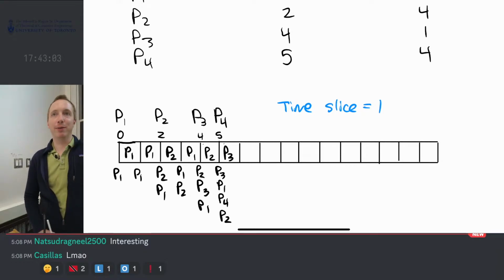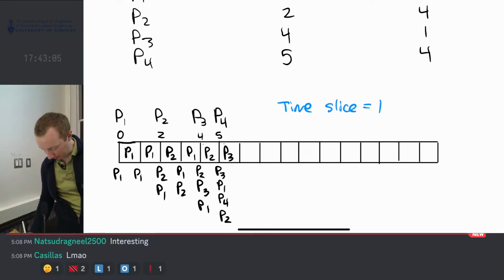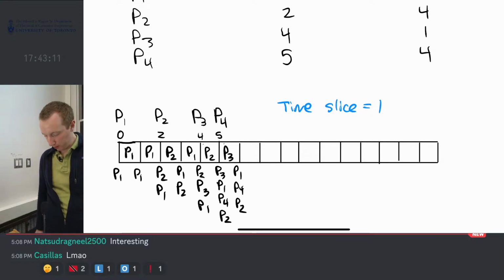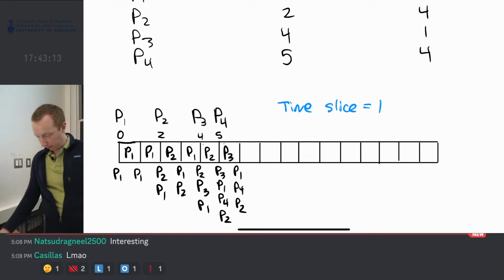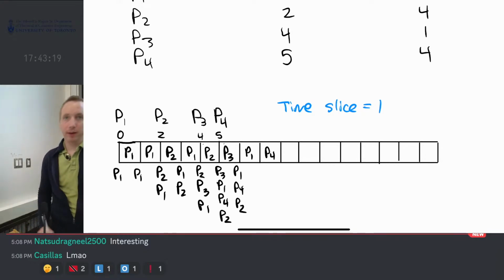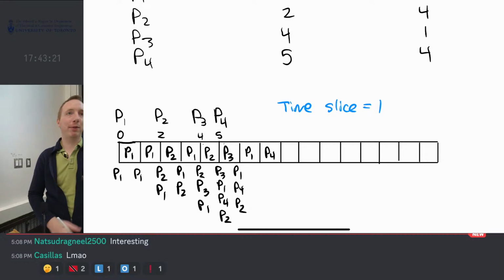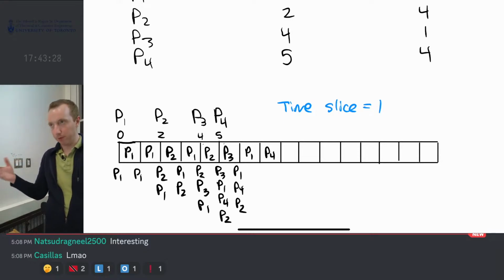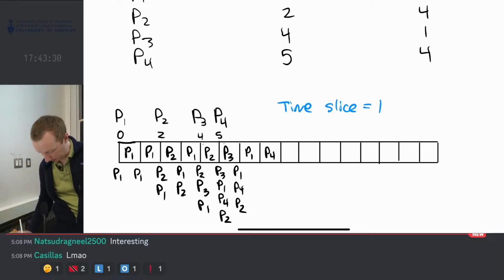Mercifully, it only runs for 1 time unit, so it would be done, and our queue now gets shortened to P1, P4, P2. So after that, then P1 would run, P4 would run, and hopefully at this point I don't have to redraw the queue because it's just going to go around and around in the order 1, 4, 2, 1, 4, 2 until eventually they're done.